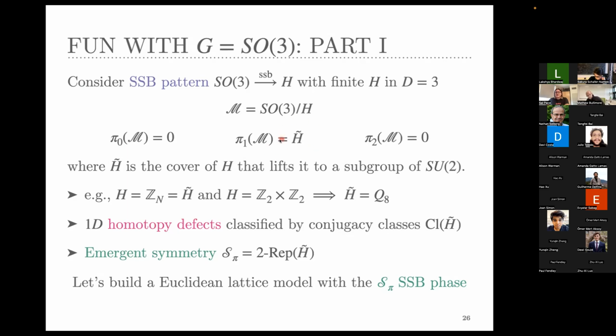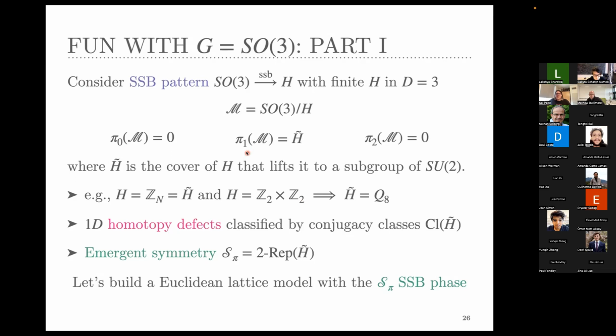And it's actually H tilde. H tilde is not always the same as H. H tilde is the cover of H that lifts it to a subgroup of SU2. So for example, if H is a Zn, then H tilde is also Zn. Whereas if H is Z2 times Z2, H tilde is not Z2 times Z2, H tilde is the quaternion group Q8. So, in some of the examples I showed, the symmetry breaking pattern of the quaternion group came up. You maybe thought like, who ordered this? Why are the quaternions coming up in my life right now? And this is why.